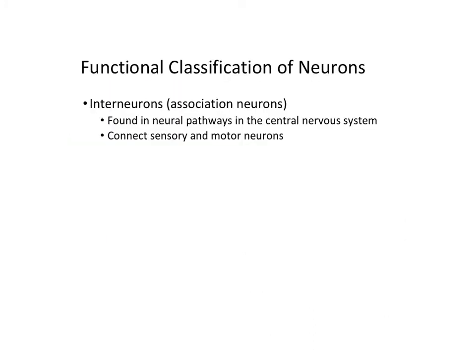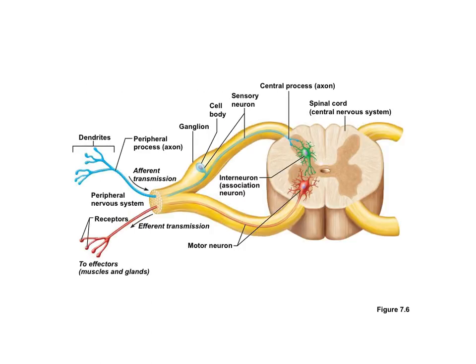There are several types of neurons in the nervous system that have different jobs. So an interneuron is also called an association neuron. They're found in neural pathways in the central nervous system. Their job is to connect sensory and motor neurons with each other. So in this diagram, you can see the interneuron is the one that's represented here in green in the central nervous system because it's part of the spinal cord.